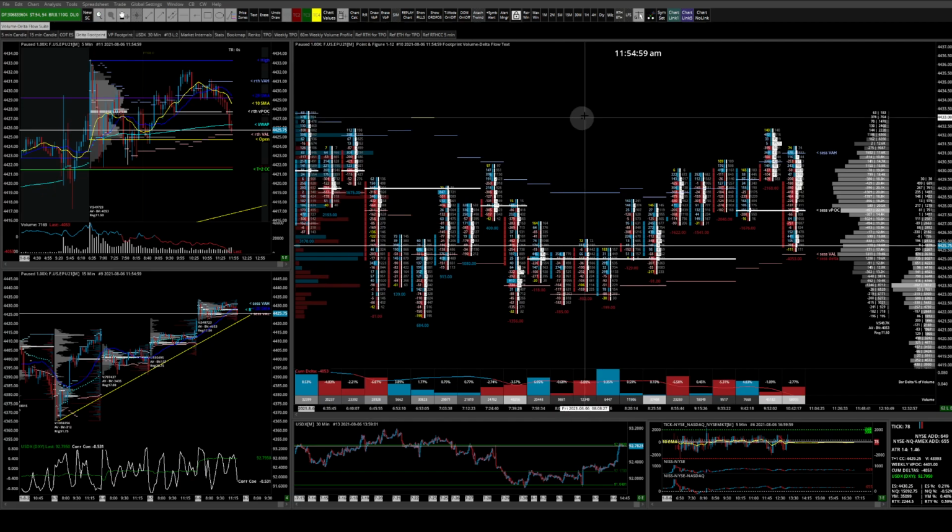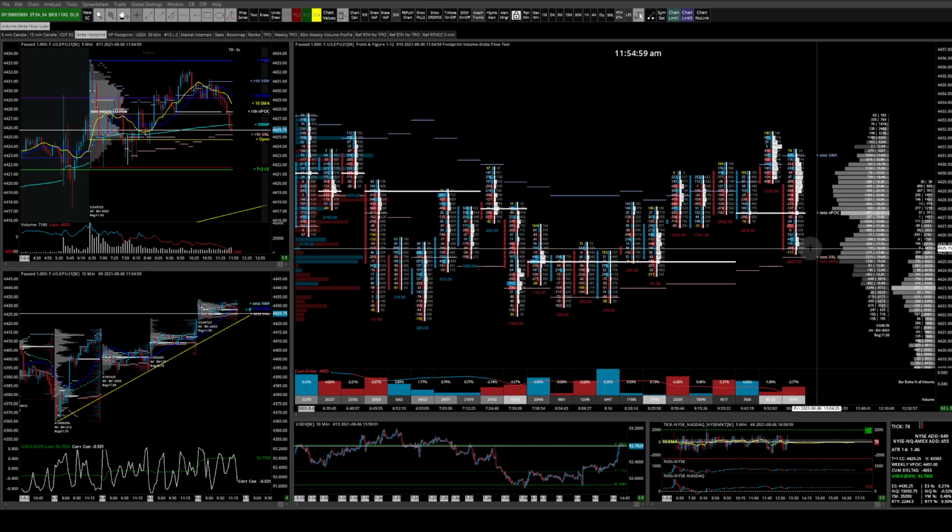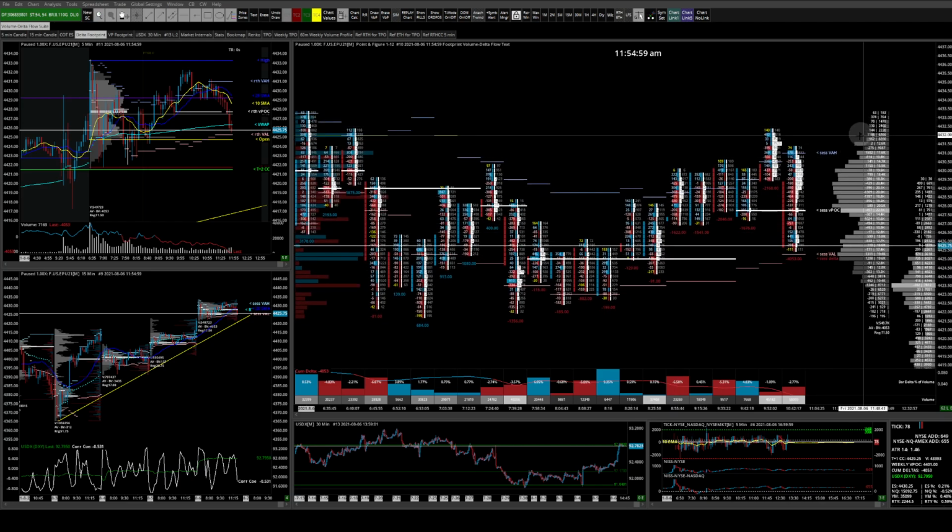Here's my normal traditional footprint, and here we are coming into this area. As you can see, here's the volume profile shape, and here's that extended trading or overnight session volume node.